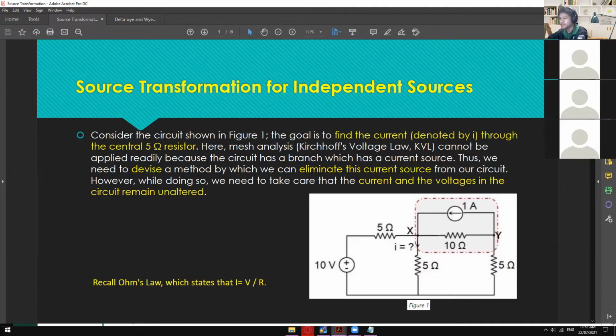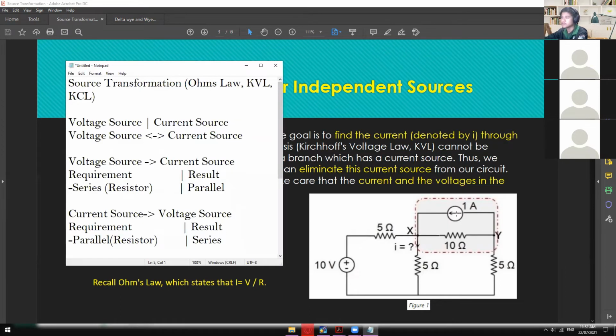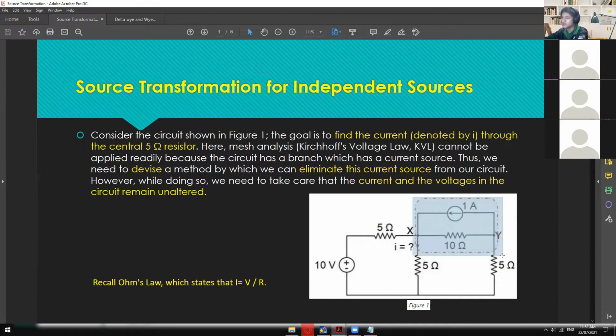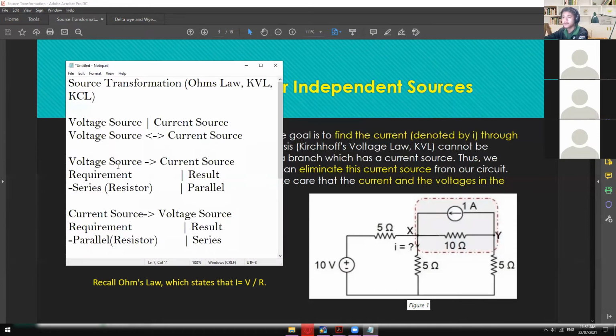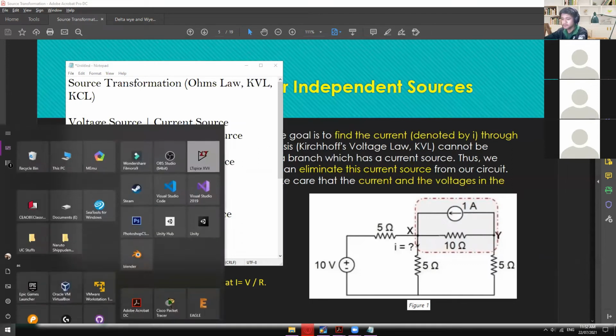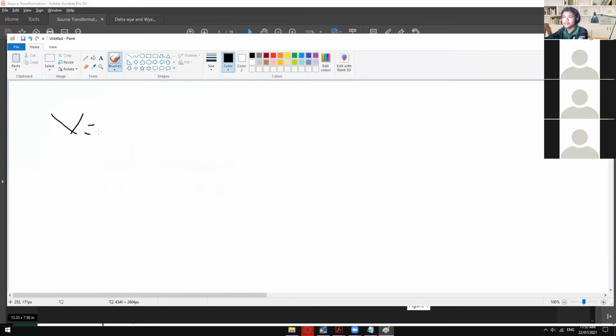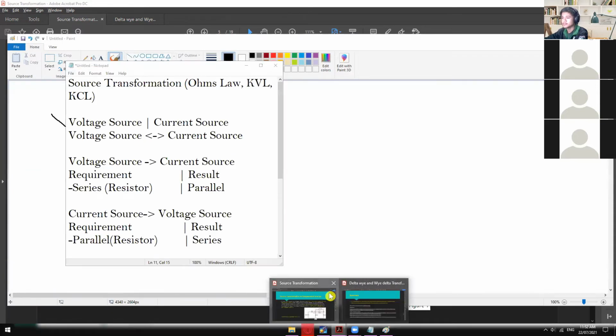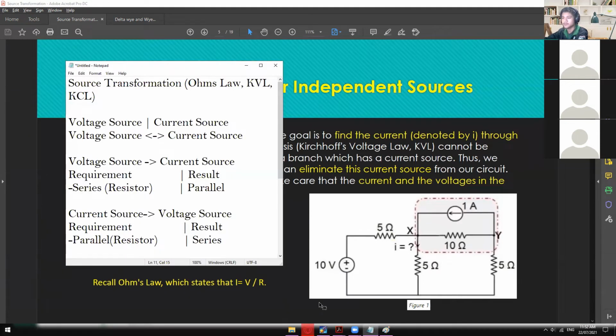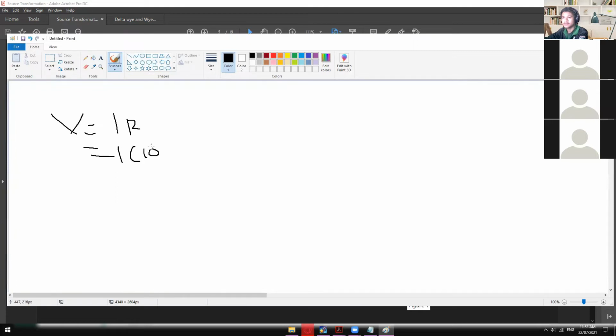From here, let's go back to our notes. As you can see right here, we can actually transform this 1 amp and 10 ohms into a voltage source. This is a current source, this is a resistor. What is the requirement again? From current to voltage, they must be in parallel. Then just simply apply V is equal to I times R. I is 1 amp and R is 10 ohms. Very easy: 1 times 10 ohms is equal to 10 volts.